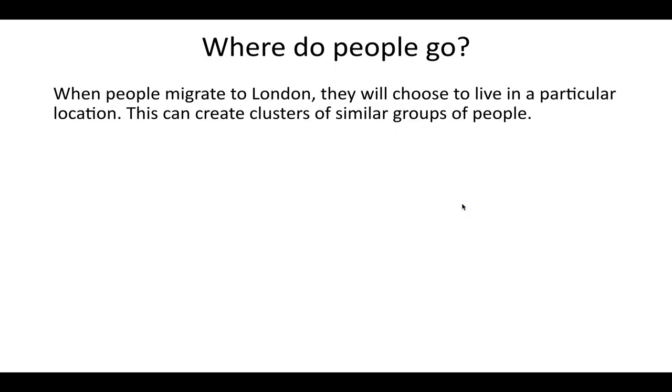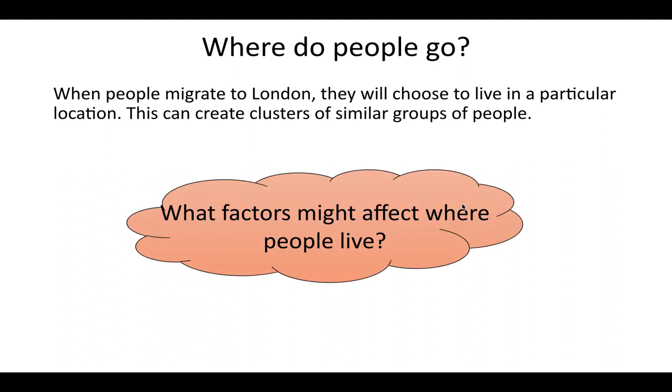Okay, so where do people go when people migrate to London? They tend to choose to live in particular locations, and this can create little clusters of people. Okay, if you think about the stereotypes of where different people live, it's not necessarily fair because people will be spread out, but there are clusters, there are specific high streets. I know if I want to find a specific food type, do I know which high street I would go to get that food type? Because there's actually a lot of demand for that ethnic food in that area.